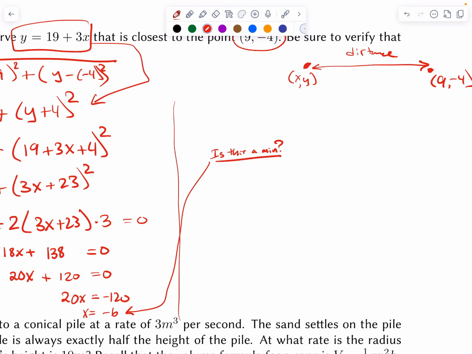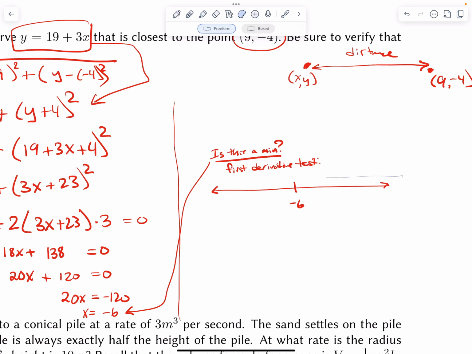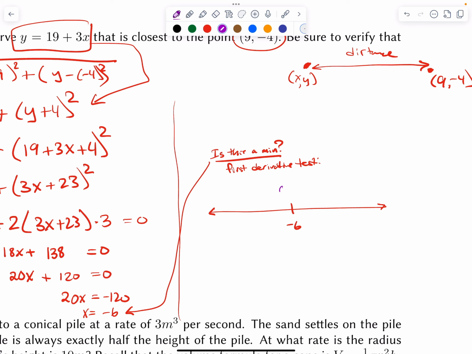Well, let's find out. I'm going to use the first derivative test. I've got negative 6 here. And I know that f prime of negative 6 is equal to 0. Let me move this down just a bit, make myself a little bit more room. So I know that f prime of negative 6 equals 0.